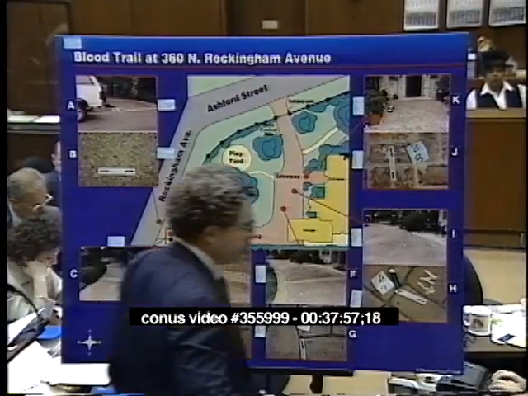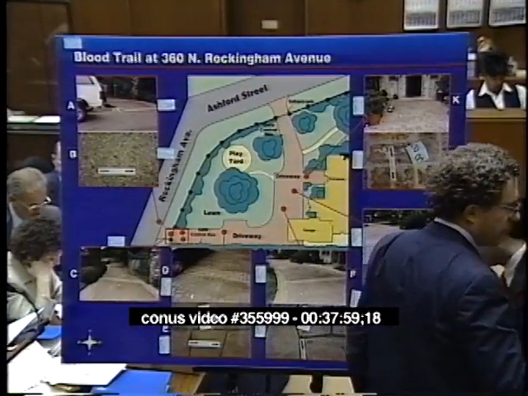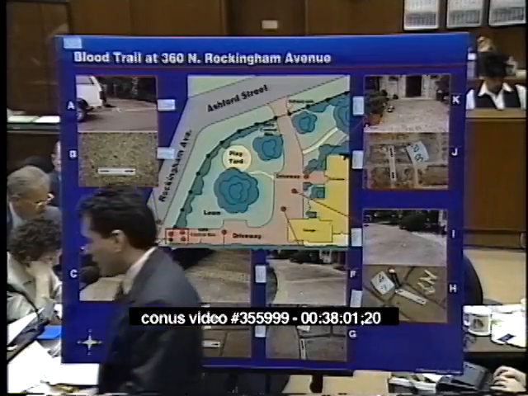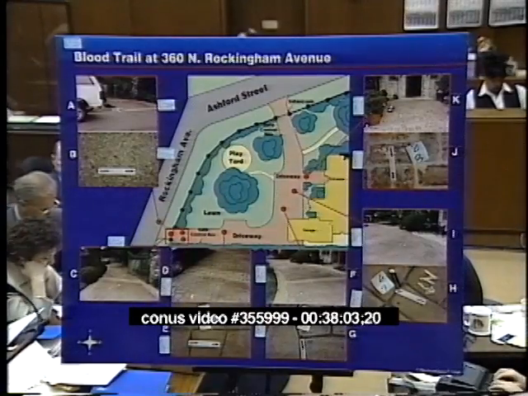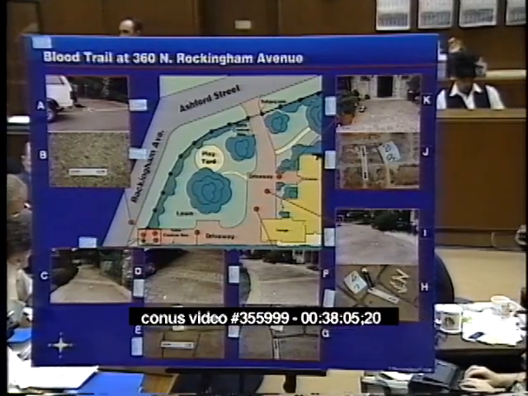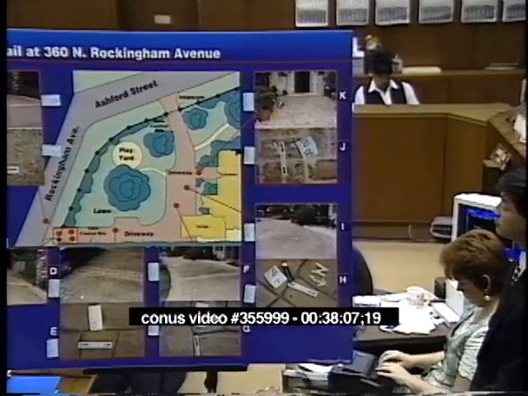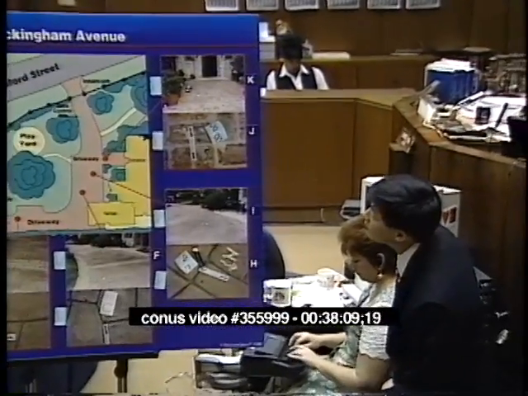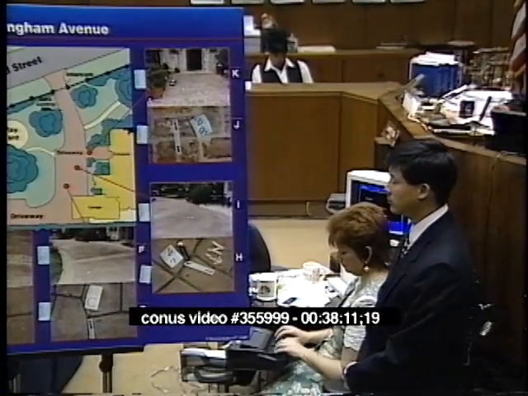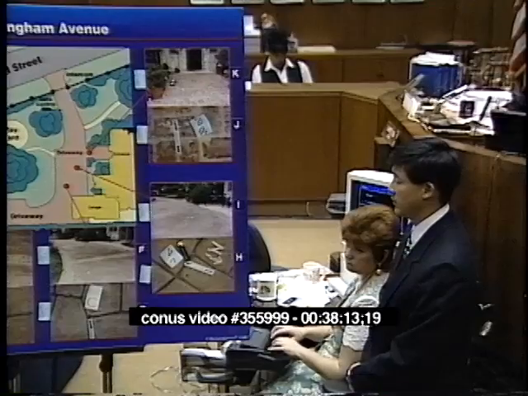Mr. Fung, perhaps you can step down if you need to take a closer look. Have you had an opportunity to look at this board before today? Yes, I have. And the photographs in it as well? Yes. Okay.